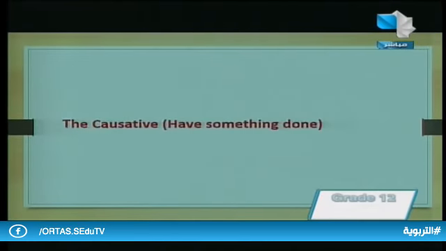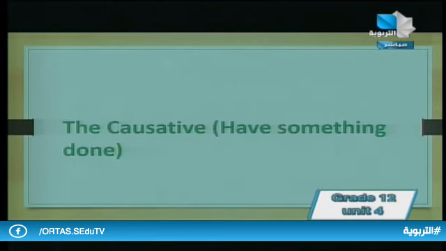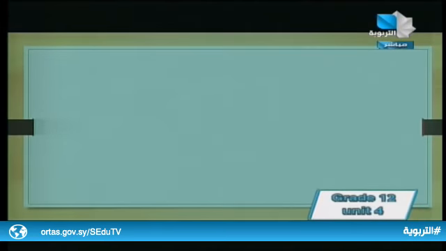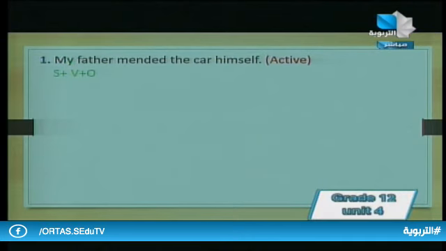This grammatical rule is used to say that you have asked someone else to do the job instead of you. For example, in sentences like my father mended the car himself, this is an active sentence. My father did the job himself. It means that he himself mended the car, he is the doer, not anyone else.